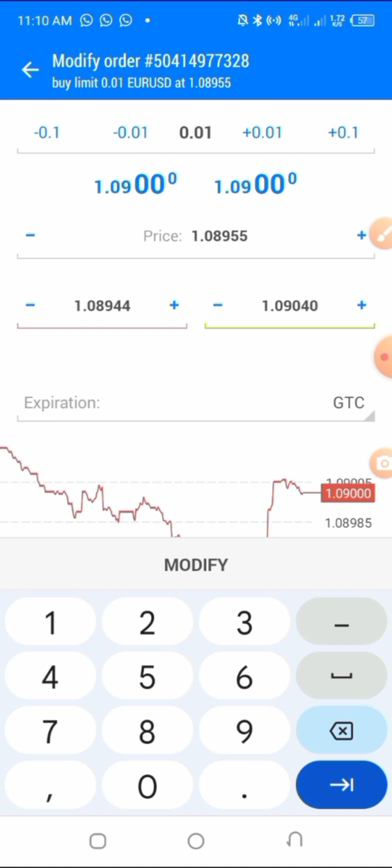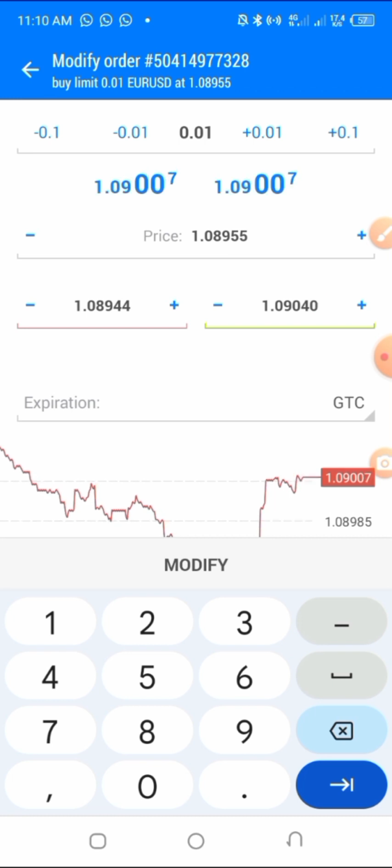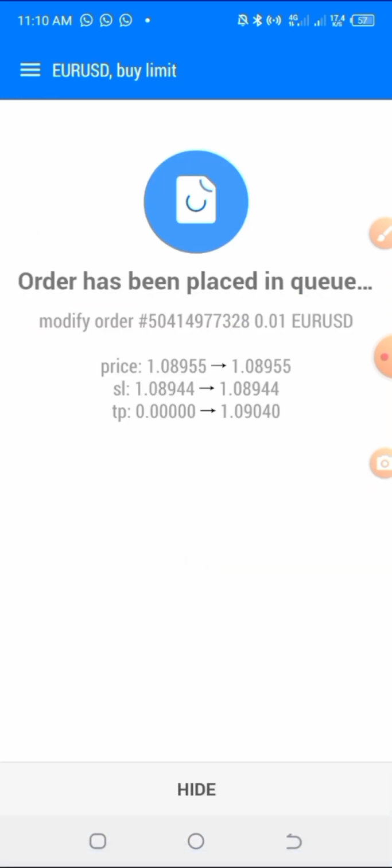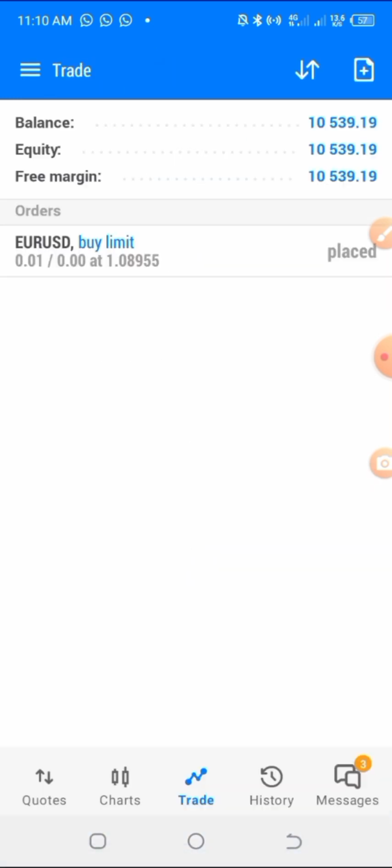Once it doesn't, it means you are either placing the wrong thing or the wrong order, or you are just placing the nearest sell limit or buy limit or stop loss. Okay, then you click on modify.